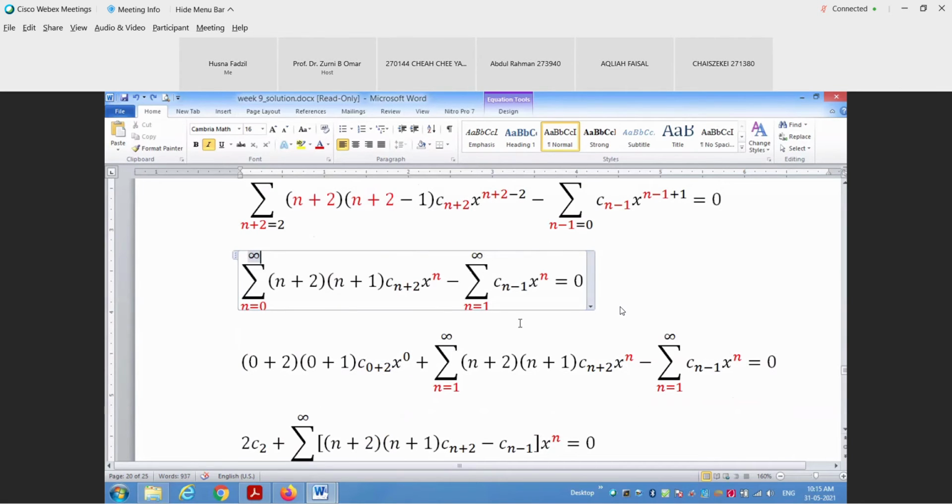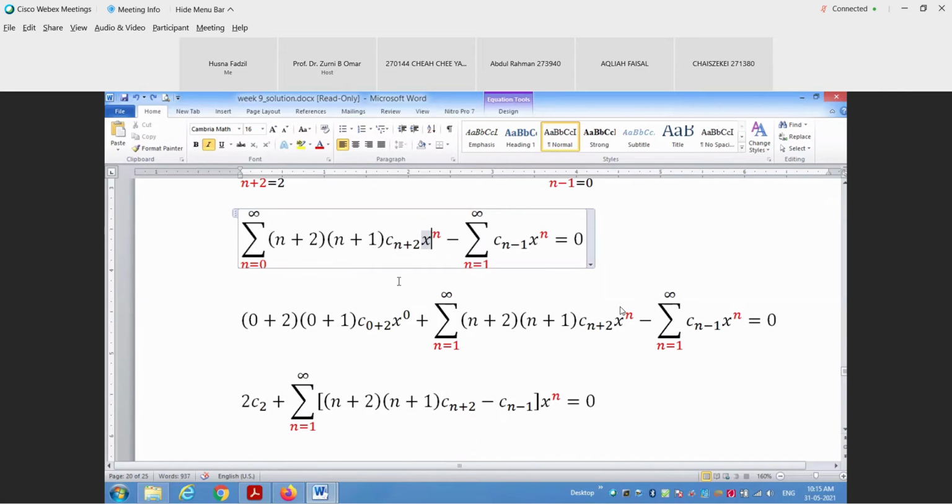Okay, now we have taken care of the power. The power is the same now, x power of n for both series. But the problem is the index is not the same. Remember, we can combine the infinite series when the power is the same and the index is the same as well. So now we need to change the index of the first one from 0 to 1, so that both indexes will be the same.